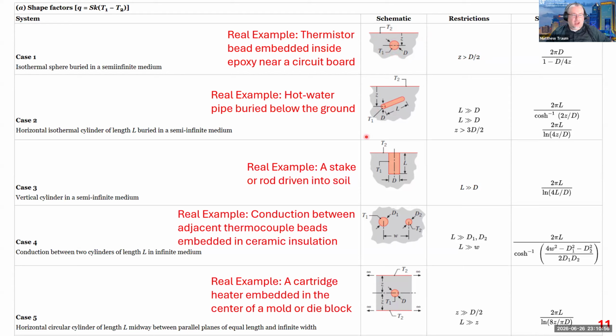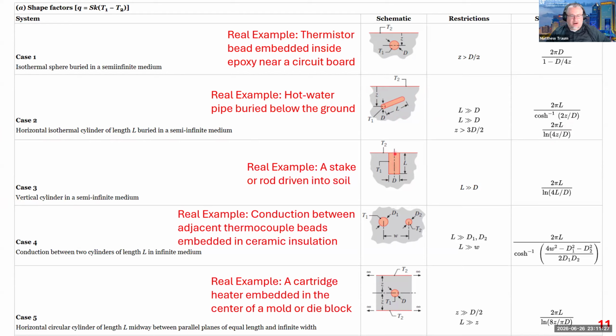So that's one. Case number two is a horizontal isothermal cylinder of length L buried in a semi-infinite medium, right? So this is basically like a hot water pipe buried in the ground, right? So hot water is being carried through this pipe. The ground is presumably colder. How much heat is transferring between the pipe and the surface? That's this shape factor.